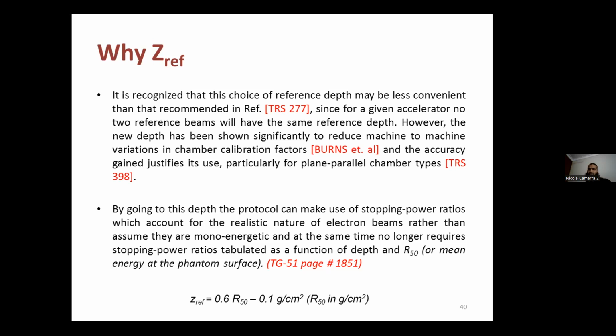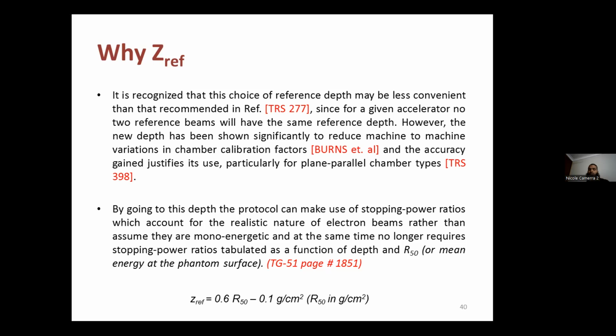Particularly if you're using a parallel plate chamber, especially in TRS-398, by going to this depth the protocol can make use of the stopping power ratio, which accounts for the realistic nature of the electron beam rather than assuming it is monoenergetic, when they are normally not monoenergetic. At the same time, it no longer requires the stopping power ratio to be tabulated as a function of depth and R50. Because if you're using TG-51 or TRS-398, you can use the percentage depth ionization and convert it to percentage depth dose to get your R50.